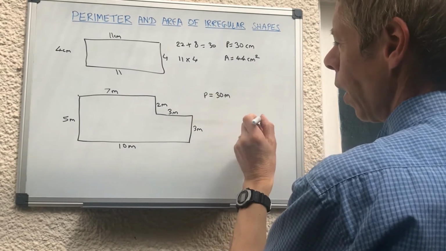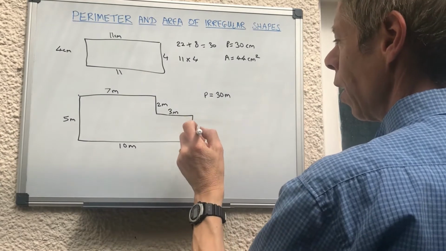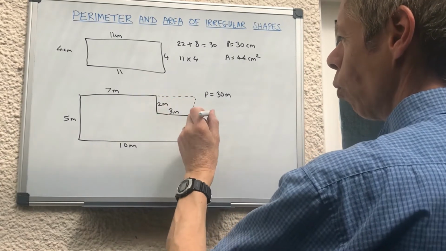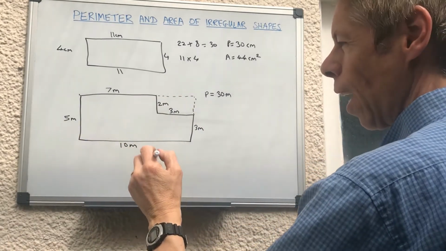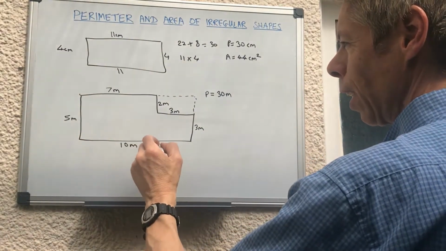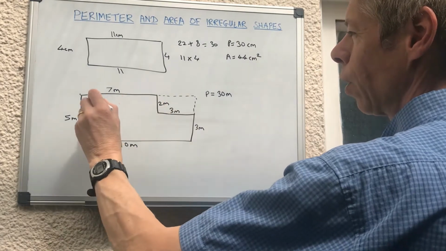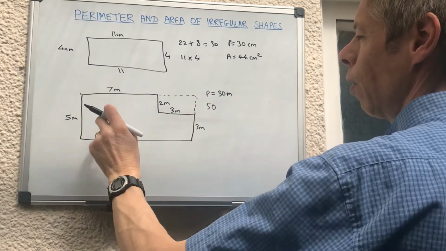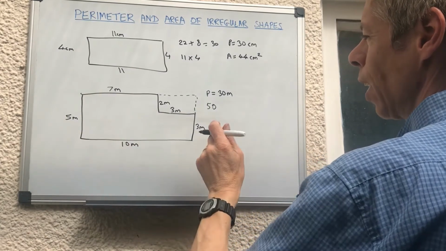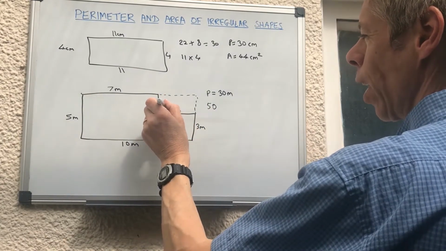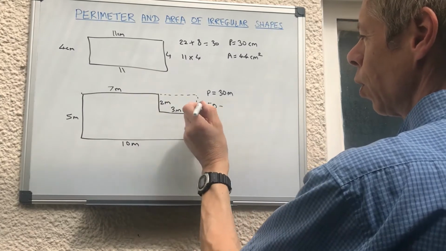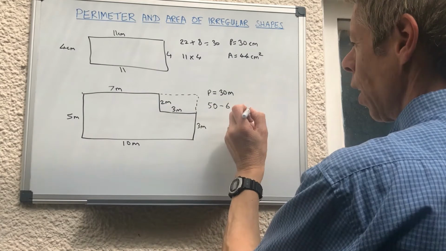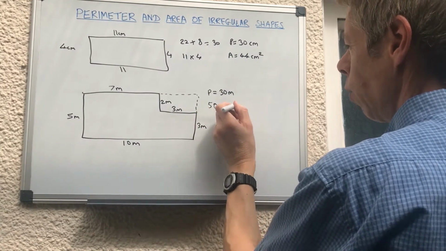To work out the area, I just left myself enough room there. There's two ways. I like this method. Make it one big rectangle, and it's particularly good here because you've got a nice 10. So the big rectangle, the area is 5 times 10, which is 50 meters squared. Got to take away the area of the smaller rectangle, which is 2 times 3, which is 6. So that's going to give us 44.